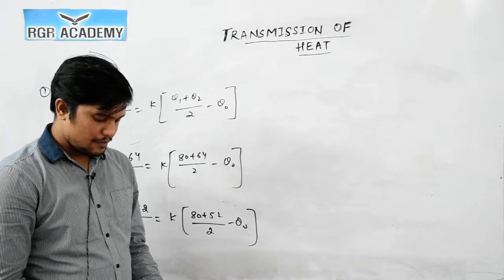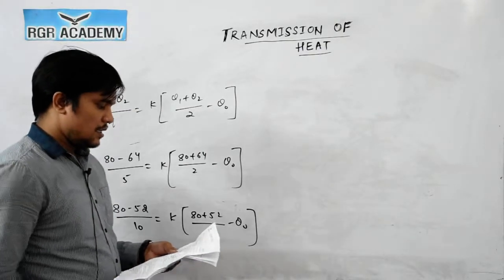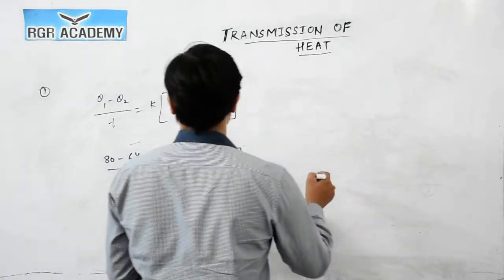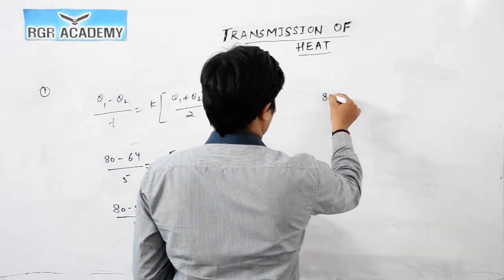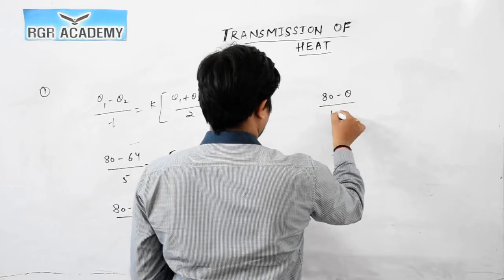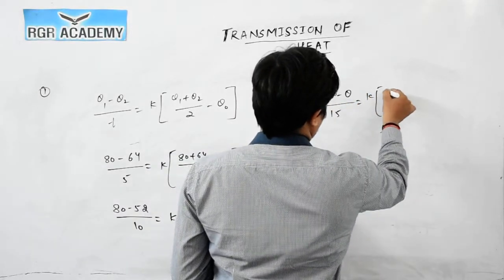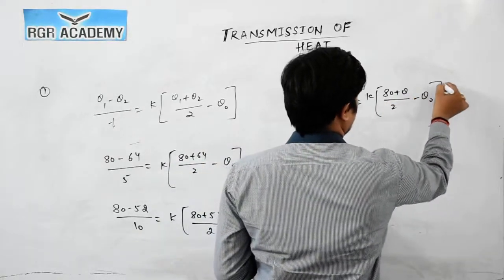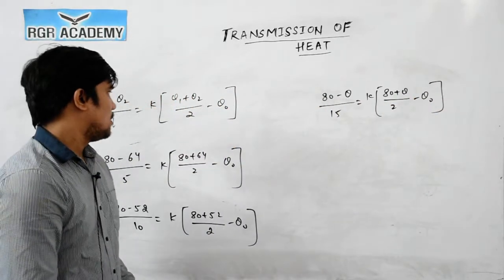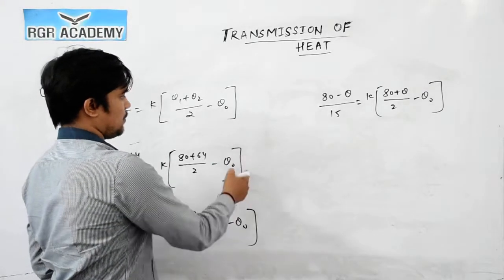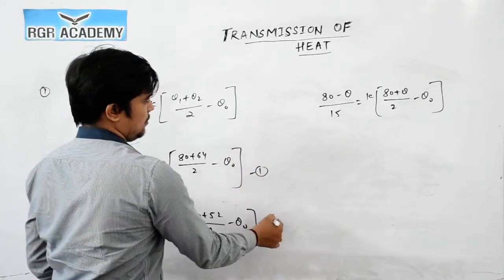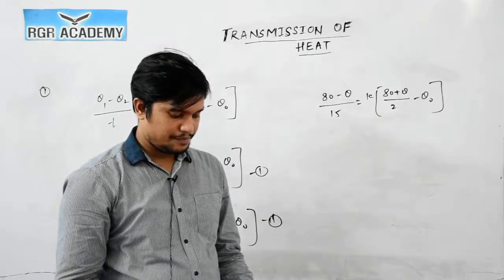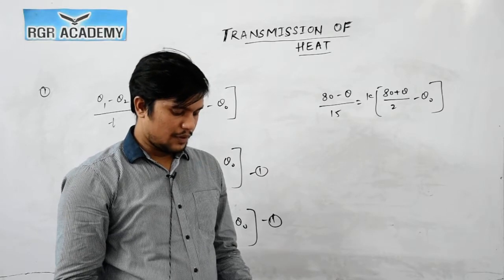Now third, what they are asking is the temperature of the body after 15 minutes. So 80 minus theta by 15 is equal to K into 80 plus theta by 2 minus theta naught. So three equations we got. We will find the values of K and theta naught from the first two equations, this is 1 and this is 2, and we will replace them here and find the value of theta.